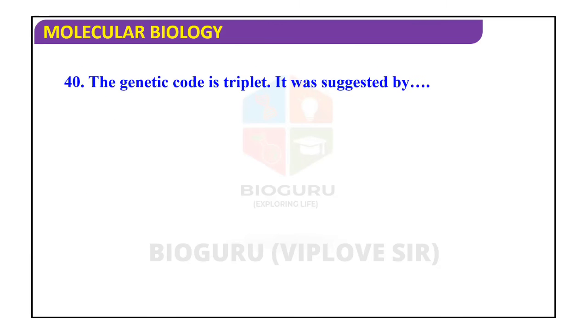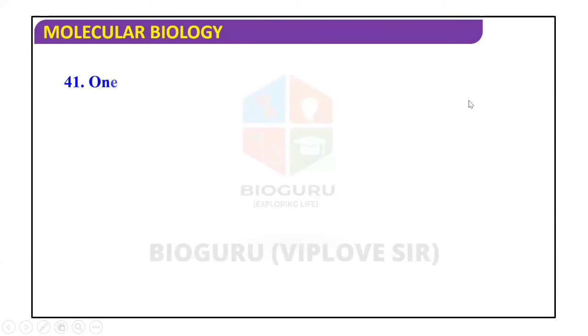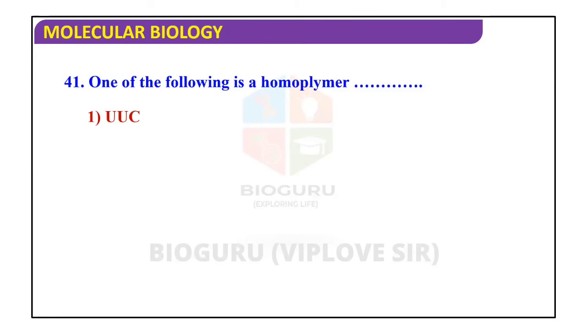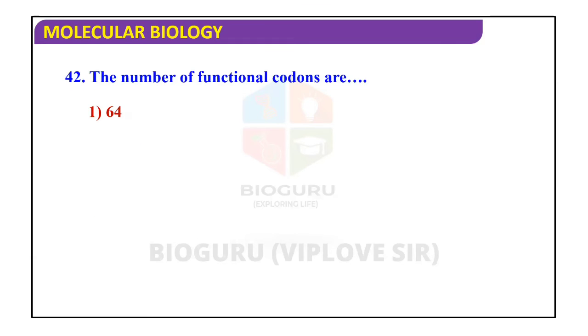The genetic code is triplet. It was suggested by George Gamow, Morgan, Hershey and Chase, Hershey or Chase. So it is George Gamow. So one of the following is a homopolymer: UUC, CCA, CCG, or UUU. Yes, it is UUU. So the number of functional codons are 64, 61, 3, or 1. It is 61 because 3 codons are nonsense codons.